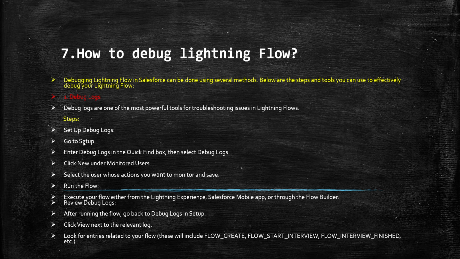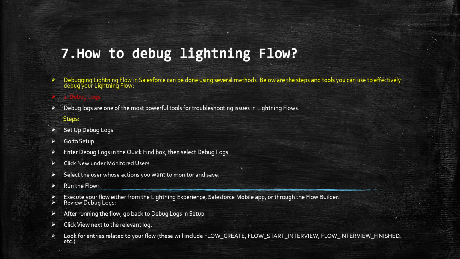That is, go to Setup, enter Debug Logs in the Quick Find box, select Debug Logs, select New under Monitored Log, select the users whose actions you want to monitor, and save. Then run the flow and execute your flow in Lightning Experience or the mobile app.